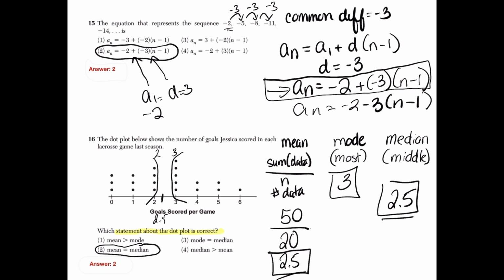Hit pause, jot this down into your notes, and if you want to see how I found the mean again, you can just go back. All I did was add up all those values together and divide it by 20 because I had 20 numbers.